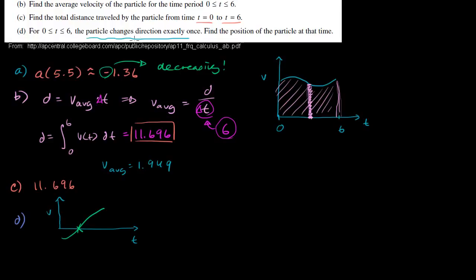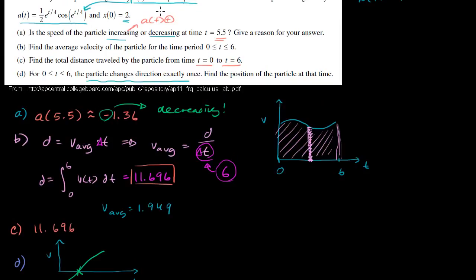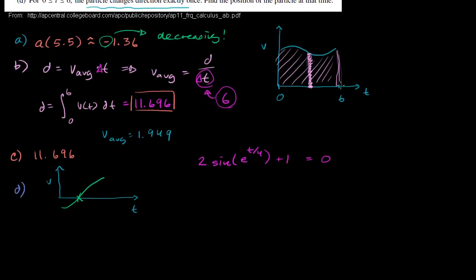They're telling us that the particle changes direction exactly once. So if we find the 0 of the velocity function, they already tell us that the particle changes direction. You could test it on either side to make sure, but it's probably a pretty safe bet that if you find the 0, that will be the time when you've changed direction. So we essentially just have to figure out when the velocity is equal to 0. The velocity function is 2 sine of e to the t over 4 plus 1. We want to find out when this equals 0, at a time that's between 0 and 6.